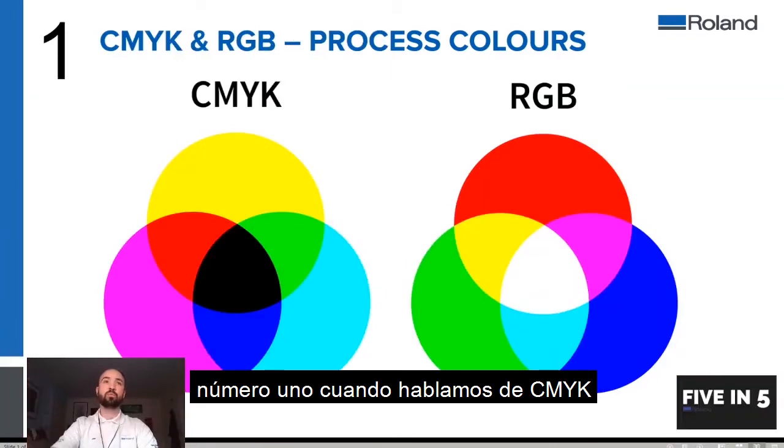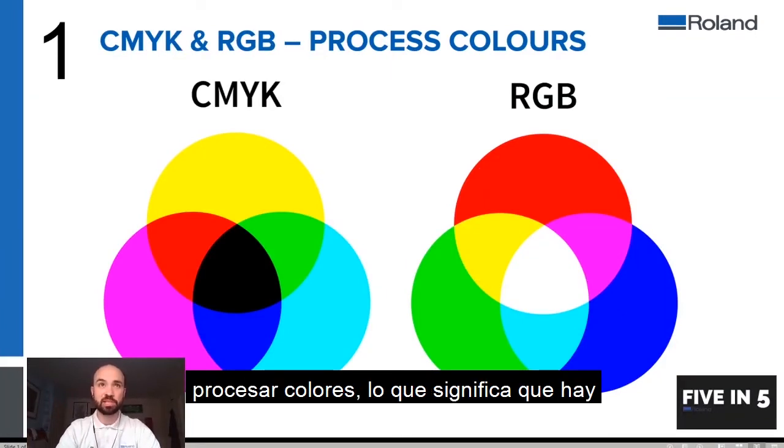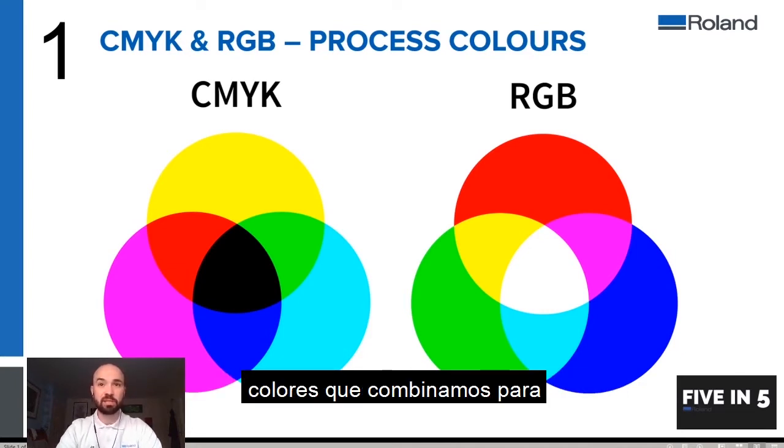Number 1. When we're talking about CMYK and RGB, we're talking about these as process colours, meaning that there are 3 well-chosen colours in each of these colour modes, which combine to create a whole range of other colours. The process refers to the amount of these colours that we combine in order to create the other colours.